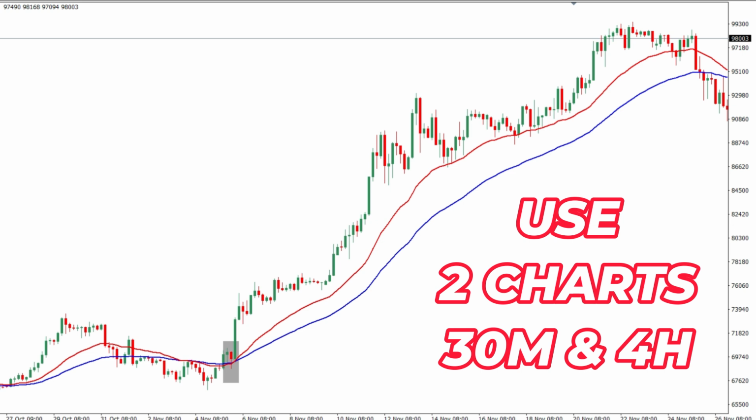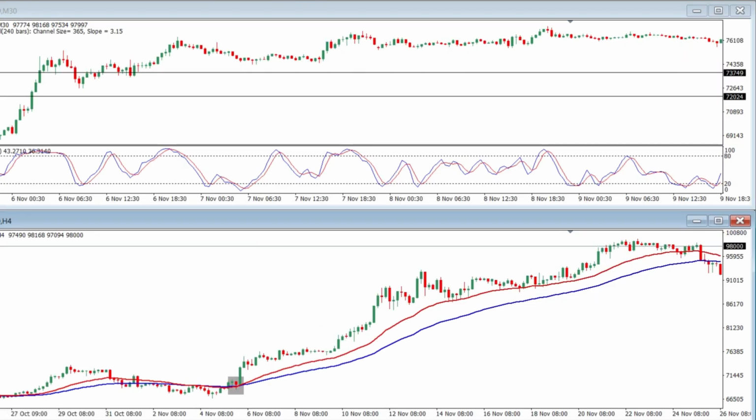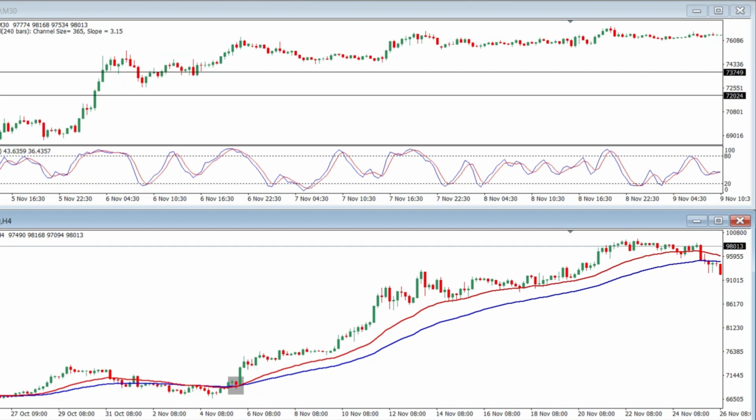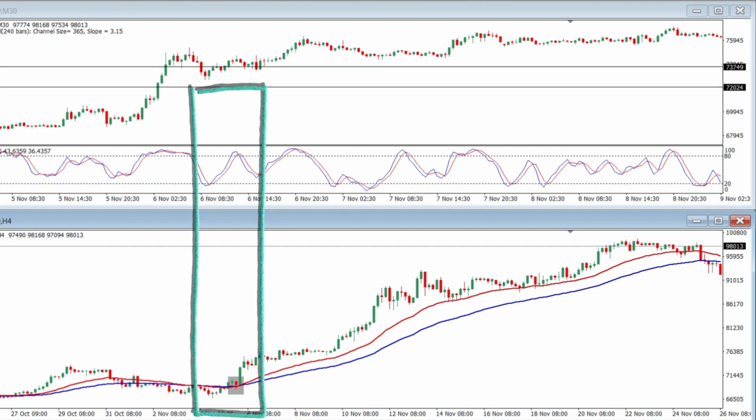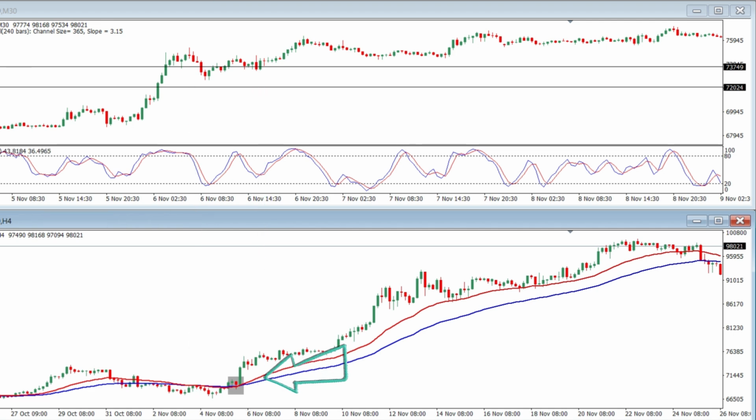Now, what you do is you put a 30-minute chart, like you can see over here, above the 4-hour chart, and you go all the way back to 5th and 6th November. There you go. Right now, you can see we have 5th November, we have 6th November, and you see this large candle over here. This large candle is represented by this rally over here on the 30-minute chart.